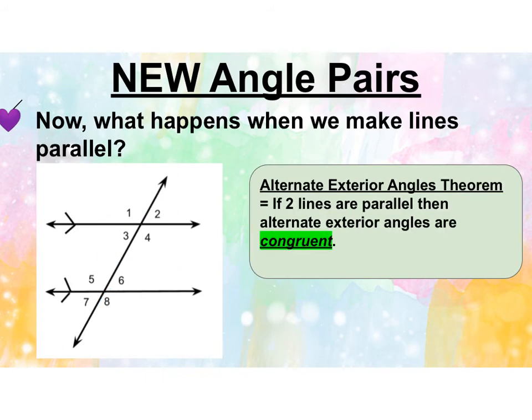We have the alternate exterior angle theorem. If 2 lines are parallel, then the alternate exterior angles are congruent. So far, 3 new angle pairs, and they all have their own theorems that say if the lines are parallel, those angles are going to be congruent.